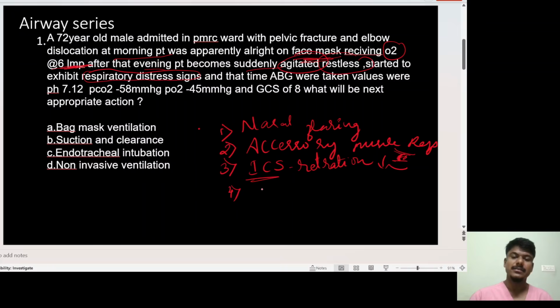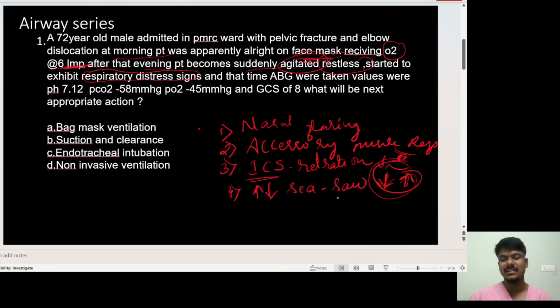And next, the patient will be having up and down, means seesaw respiration, means thoracic and abdomen movement. If the chest cavity goes in and the abdominal cavity comes out, that is what we call seesaw respiration, paradoxical respiration. It's seen in case of multiple rib fractures.